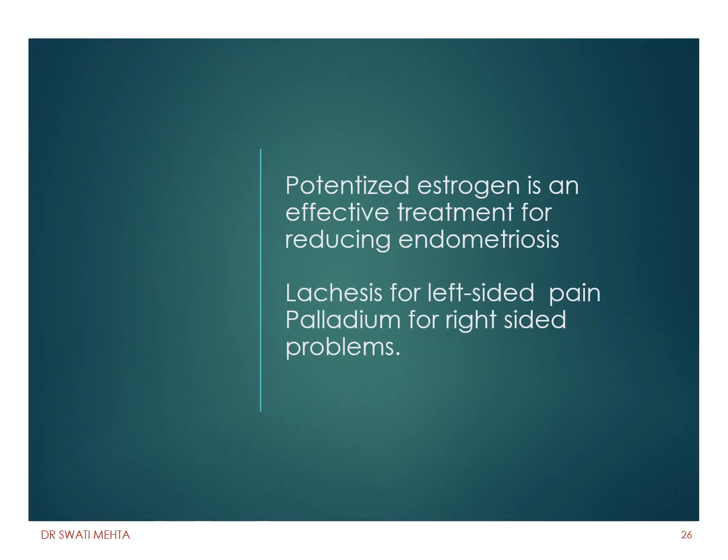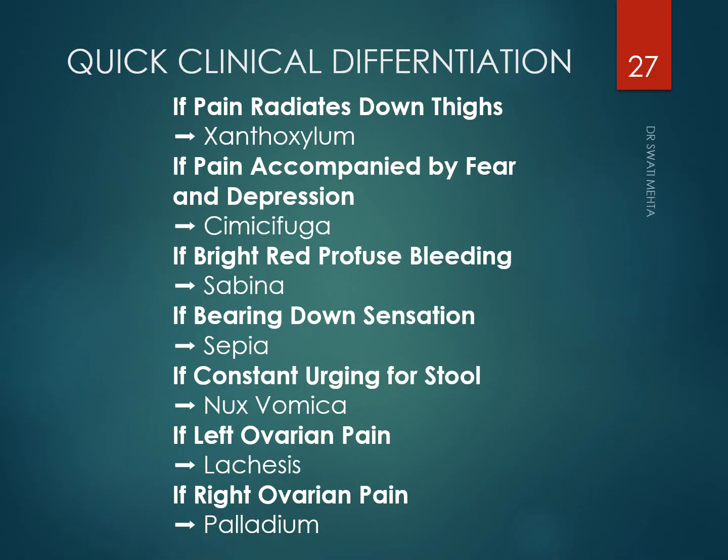Additional remedies: potentized estrogen may be considered according to the homeopathic prescribing principles in the selection of cases. Lachesis is usually used when symptoms are predominantly left-sided, congestion is marked, and symptoms are aggravated before menstruation, while Palladium is useful when symptoms are predominantly right-sided and ovarian involvement is significant. Remedy selection should always be individualized according to the totality of symptoms. In endometriosis, remedy selection should be based on the characteristic symptoms rather than the diagnosis alone.